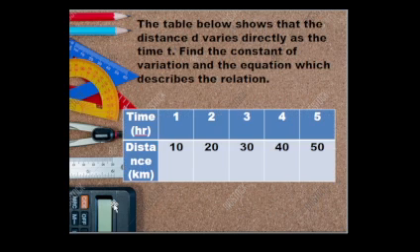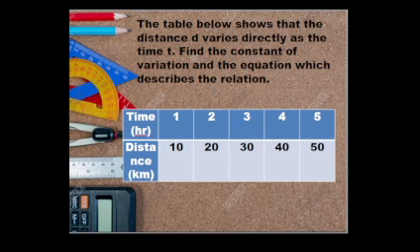Okay, the table below shows that the distance d varies directly as the time t. Find the constant of variation and the equation which describes the relation. So there are two quantities here, two different things. We have distance and time. The variable for distance is d and the time is t.